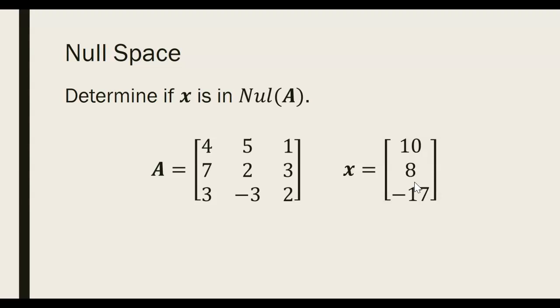So if your matrix X is 10, 8, negative 17, then this X is not in the null space. In our previous problem, negative 3, 5, 27, we multiplied times A and we got the 0 vector, so this was in the null space. All right, so to check if a vector is in the null space, all we have to do is see does it multiply to give you the 0 vector. If it does, it's in the null space. If it doesn't, it is not in the null space.